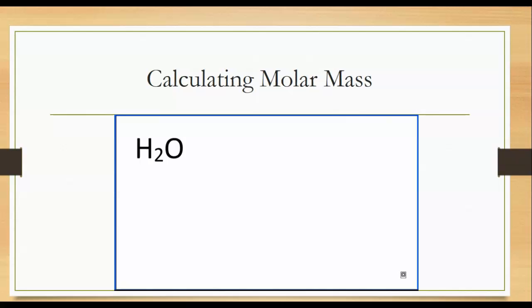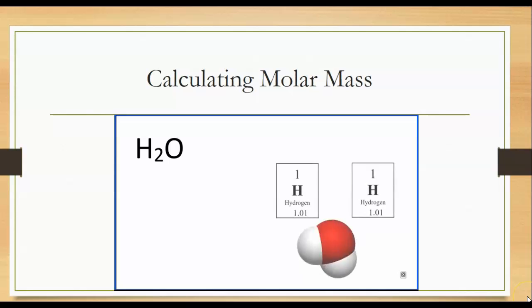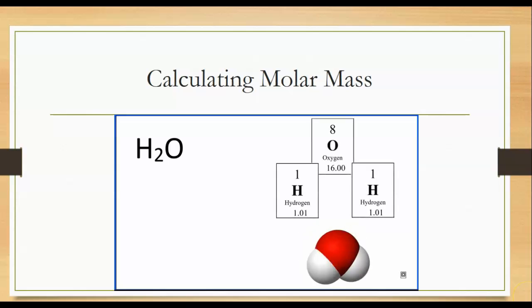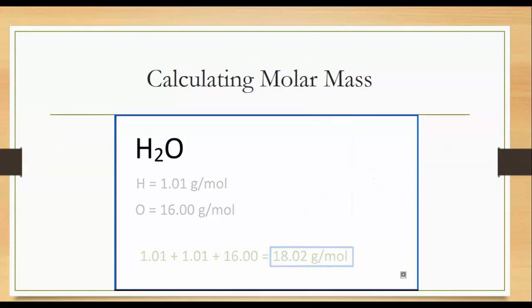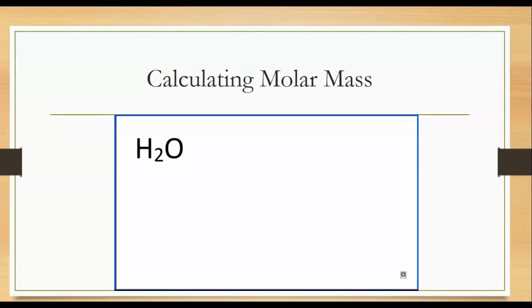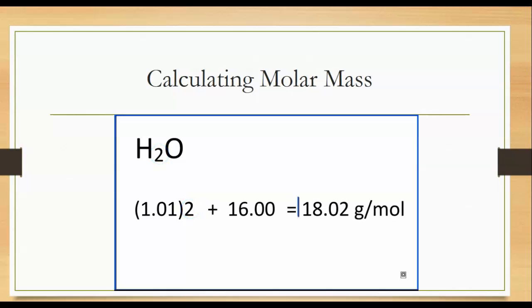Let's do an example, H2O. You can think of H2O as being made up of 2 hydrogen atoms and 1 oxygen atom. So we can go to the periodic table, find the atomic mass for hydrogen, and then for oxygen, and then we'll add the 2 hydrogens plus 1 oxygen to find the molar mass for H2O. But there's a quicker and easier way to do this. We can write the atomic mass for hydrogen and multiply that by 2, and then add the atomic mass for oxygen, and that'll give us the molar mass for H2O.